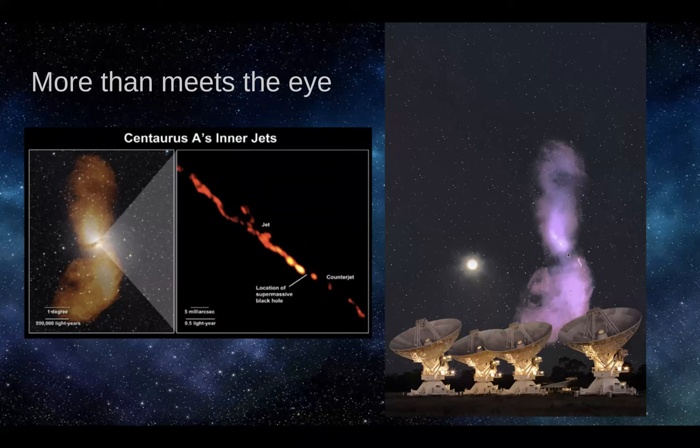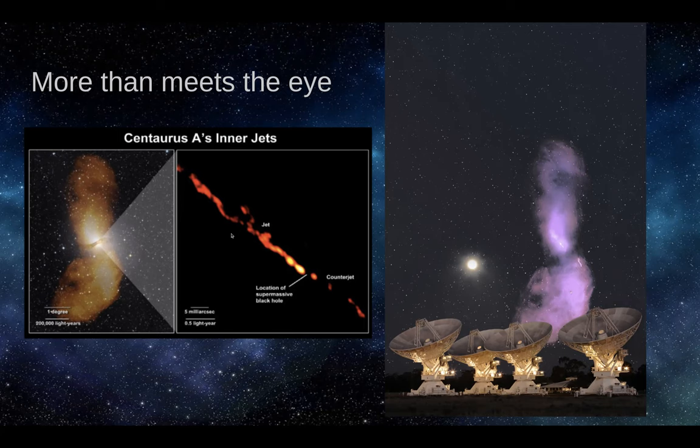The galaxy is maybe like 100 times larger than the moon on the sky, but we can't see it because it's in the radio, and obviously our eyes are not sensitive to the radio. So we use radio telescopes. In this case, the Australia Telescope Compact Array, or ATCA, made this image of Centaurus A. And as you can see, it's a very, very beautiful image.